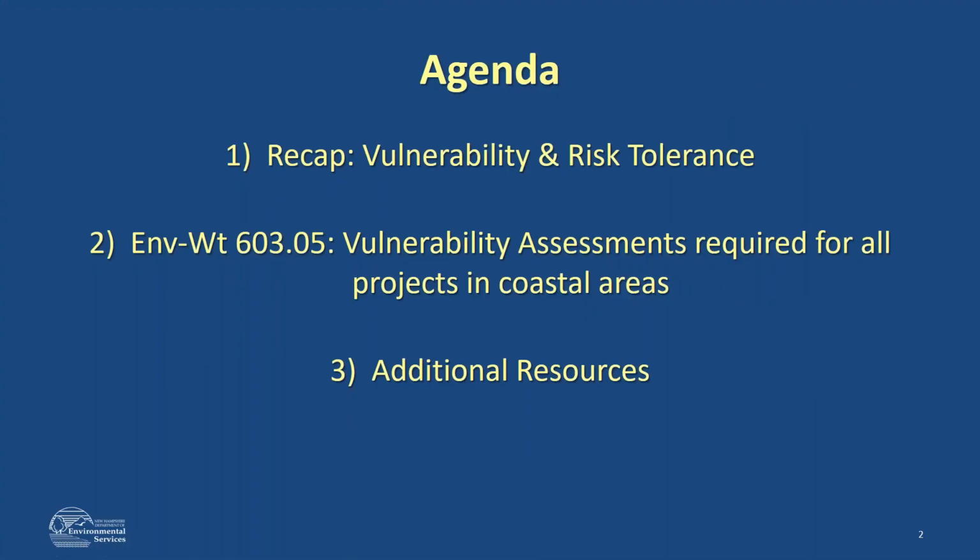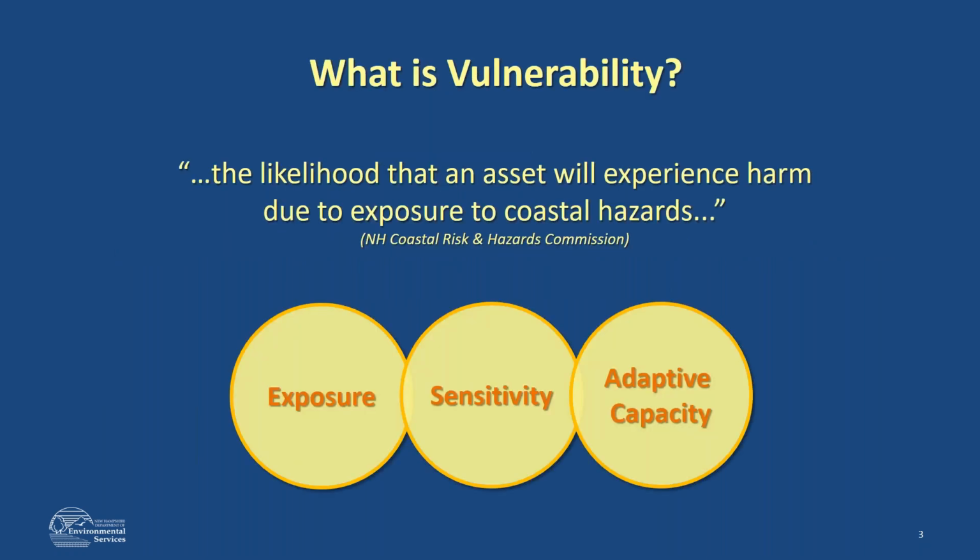So I'm going to quickly recap the general concepts of vulnerability and risk tolerance. I'm going to dive into the step-by-step process outlined in the rule, and then share a few additional resources that might be helpful as you complete your own vulnerability assessments. So what is vulnerability? It is the likelihood that an asset will experience harm due to exposure to coastal hazards. Vulnerability is a combination of the asset's exposure to coastal hazards, its sensitivity to inundation, and its adaptive capacity or resilience in the face of coastal flooding, sea level rise, and climate change.